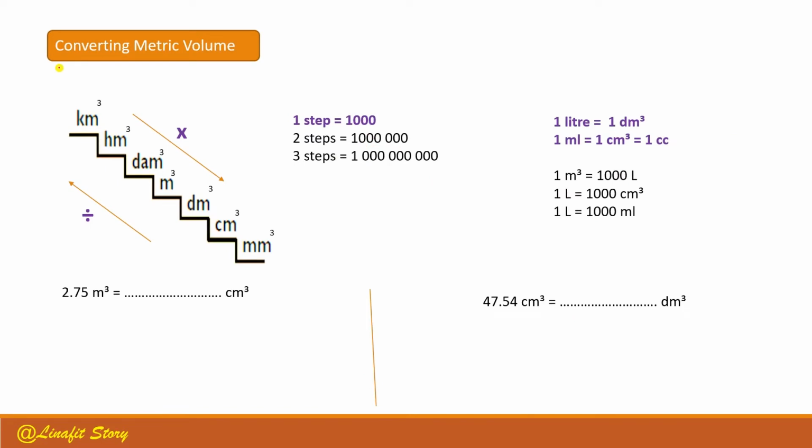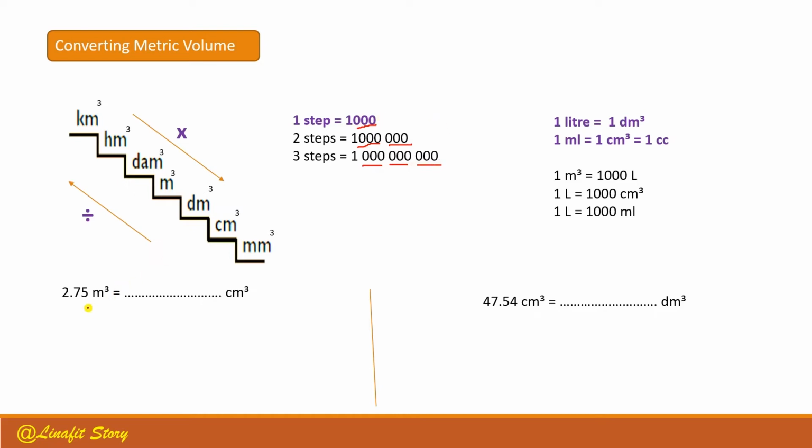Converting metric volume. Volume units are simply the normal metric length cubed. So this is cubic km, cubic hm, cubic dam, cubic m, cubic dm, cubic cm, and cubic mm. For every step down the staircase, we multiply. For every step up the staircase, we divide. So in the metric volume, we multiply by 1000. So if we move one step, we multiply or divide by 1000. 2 steps by 1 million. 3 steps by 1 billion.